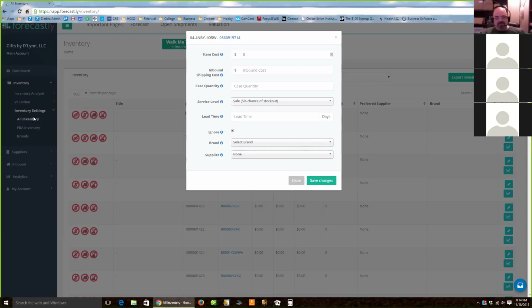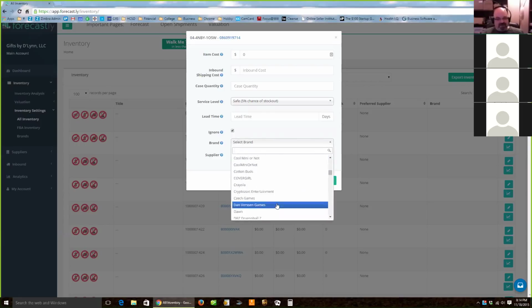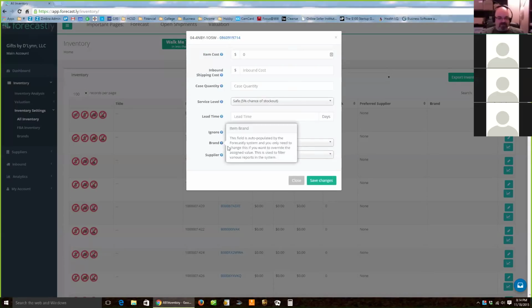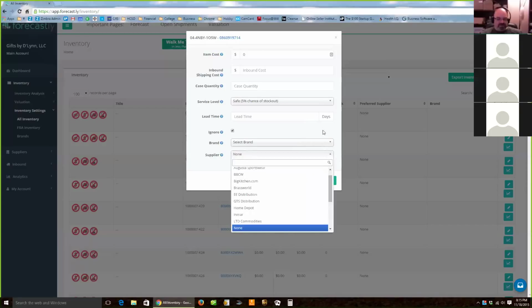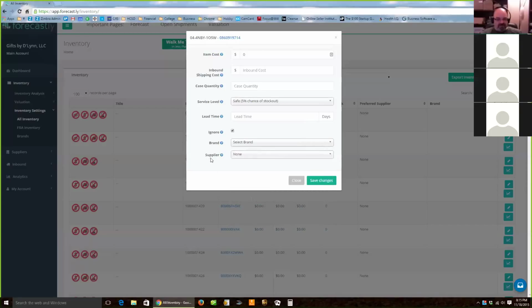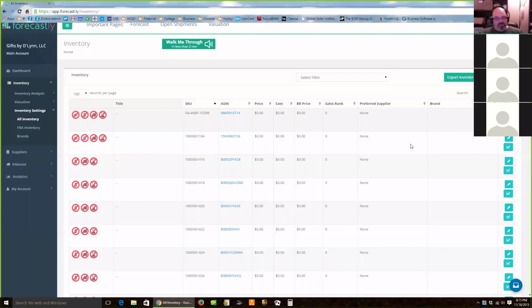Brand, they're building in some functionality to show you brand reporting, and again, it's more private label because if you're OA or RA, you probably don't care. But you can select a specific brand that your item is, and the category. Supplier is obviously very important because you want to be able to select by supplier what you're going to reorder. So those are all the settings for each item.